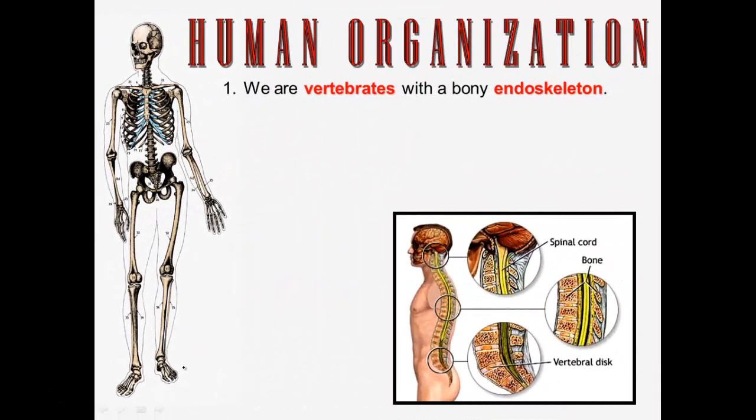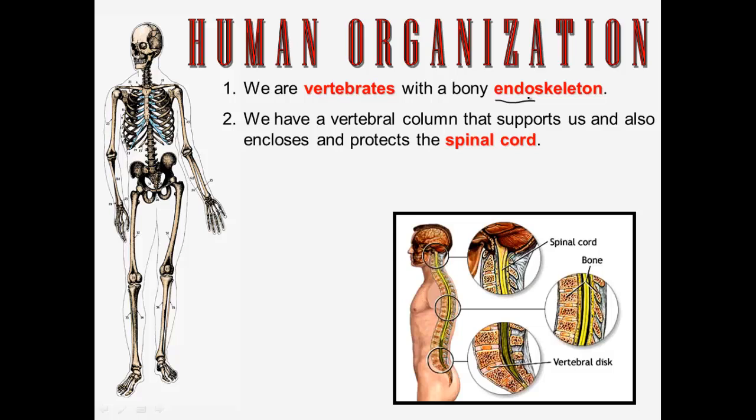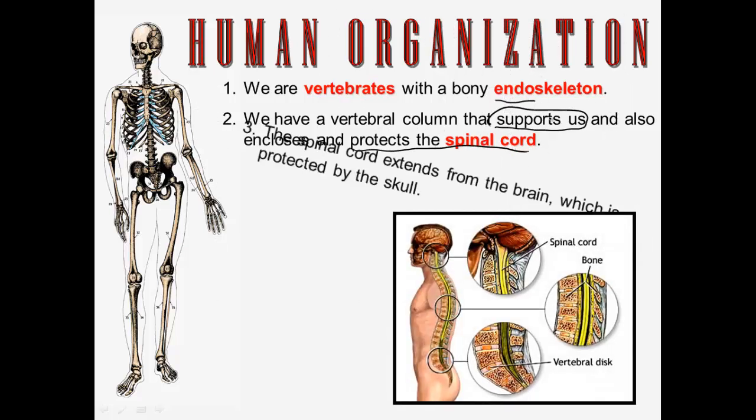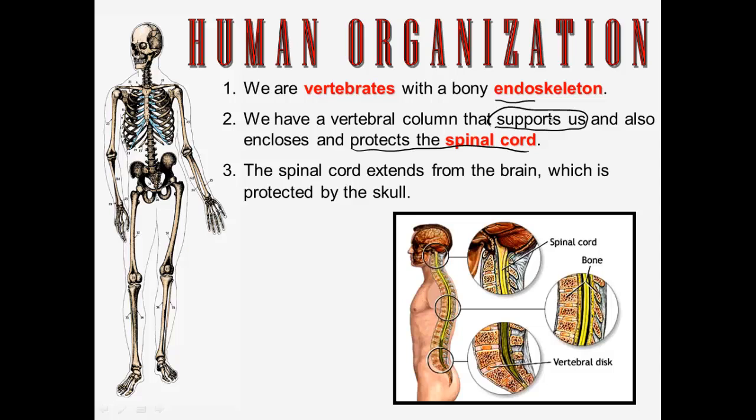So we're vertebrates because we have a bony endoskeleton, and what that means is we have a skeleton inside our bodies, which is different from an exoskeleton like an insect would have. Our vertebral column helps to support us, hold us up against gravity, and it also, of course, protects our spinal cord. And our brain is also protected by a bone, and we know that is the skull.